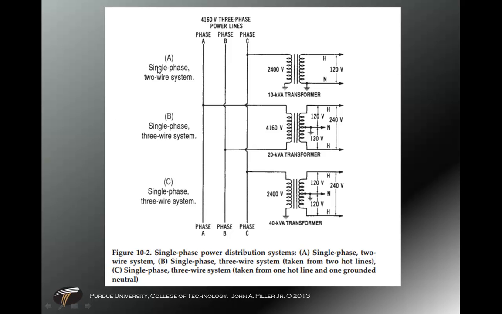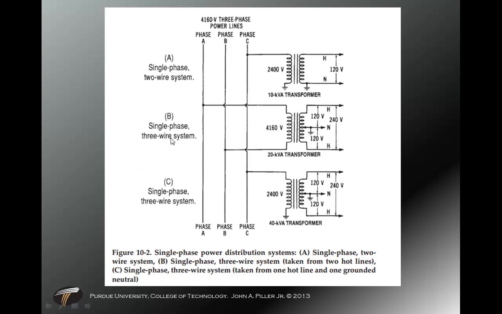Number A up here is a single-phase 2-wire system. You have just coming off C phase to ground, we have 2400 volts. We have a step-down transformer, hot to neutral, giving us 120 volts to our system.